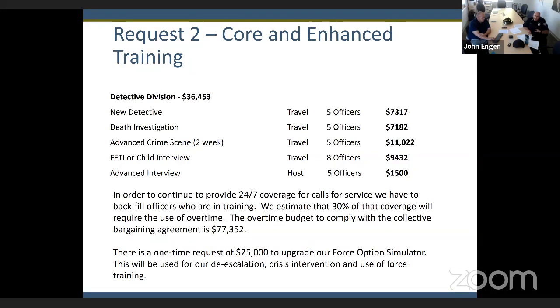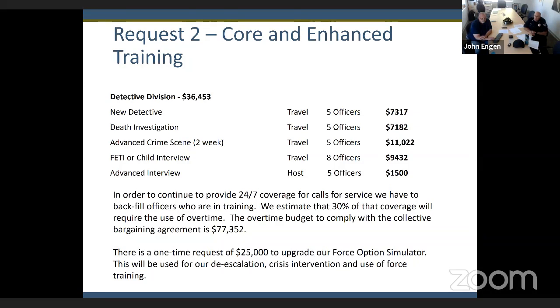And we use that video system for our de-escalation, crisis intervention, and use of force training. It allows us to do that training in a realistic and virtual world. And our force option simulator that we currently have is no longer functional. This is a request to upgrade that simulator to make it functional so that we can do all of those other enhanced trainings and ongoing training.